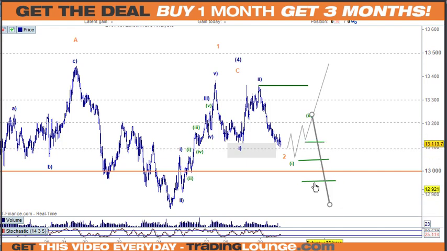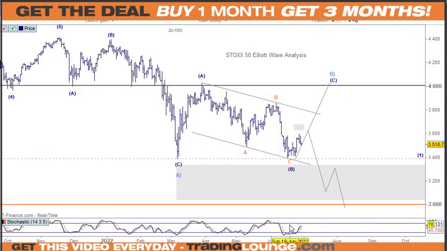But in the meantime, if this just comes through here and finds that number as the resistance, then we can look to be short at that point. And that'll be the same for the stock 50 as well. We're looking for it being an A wave, an ABC for the B wave, and then going up for the C wave. That's a bit of a long shot.